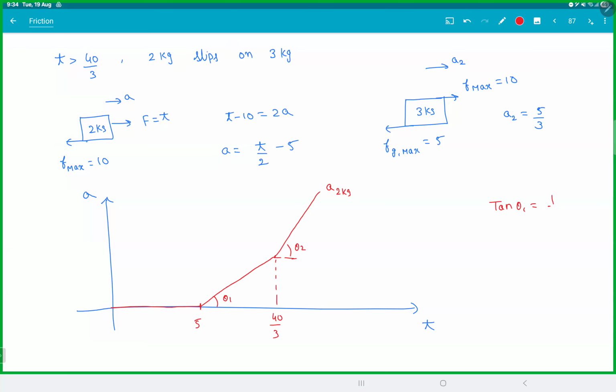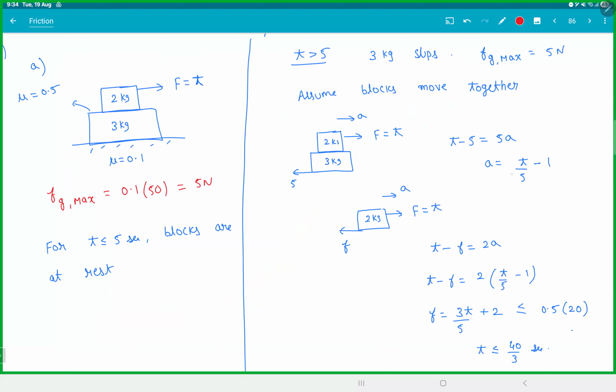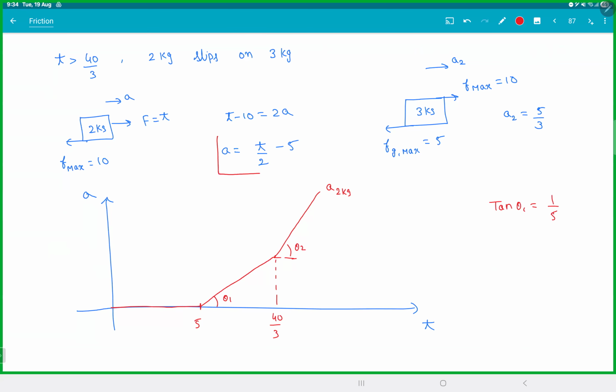I hope everyone is getting how I am getting the slopes. Y is equal to mx plus c. Here in the place of m, 1 by 5 is there. Here in the place of m, 1 by 2 is there. For the 3 kg, it will be the same till 40 by 3. Then it becomes constant. Is this clear, everyone?